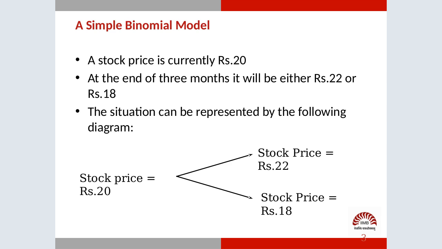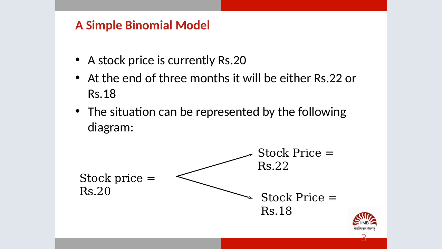So let me show you this example. Let's say the stock is currently priced at 20. At the end of 3 months, let's start with the simple example, the stock can either go up to 22 or go down to 18. So how much can the stock move by as a proportion of the current price? The current price is 20. At the end of 3 months, it can move up to 22 or down to 18. So how much can the stock price move by as a percentage of its current price? 10%.